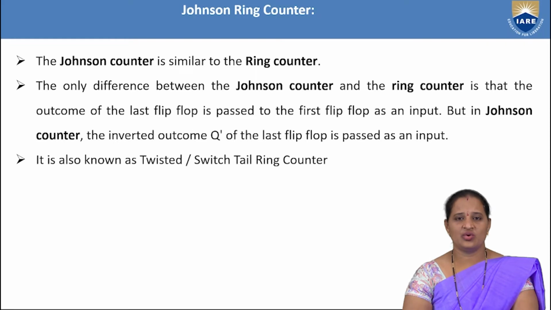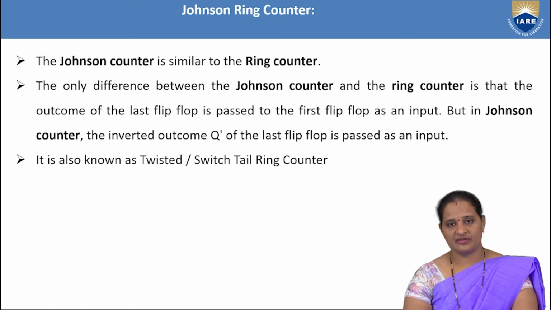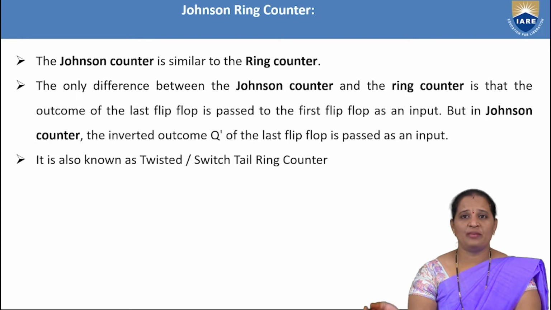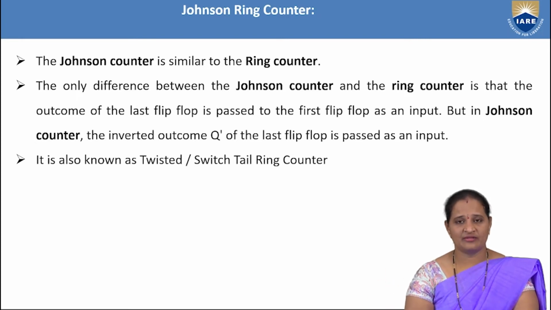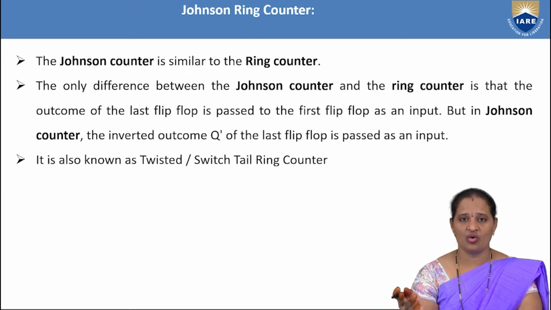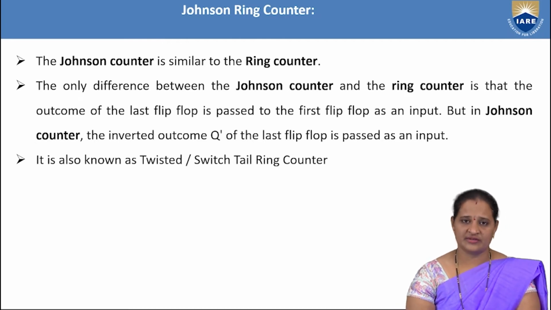The only difference is, in the ring counter, the output of the last flip-flop is connected as input to the first flip-flop. But here the complemented output of the last flip-flop is passed as the input to the first flip-flop, whereas we connected the Q output of the last flip-flop to the input of the first flip-flop.